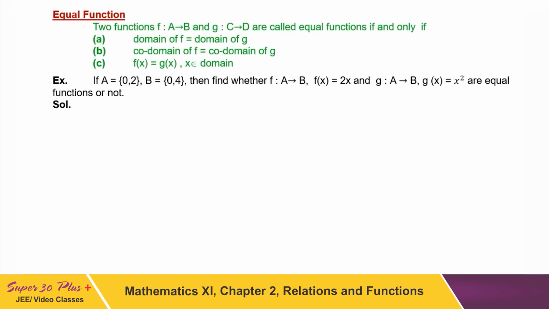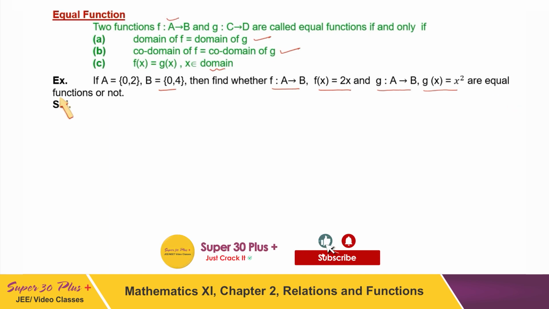Now let us see what an equal function is. Two functions f and g are called equal functions if and only if the domain of f is equal to the domain of g, the codomain of f is equal to the codomain of g, and f(x) equals g(x) for the common domain. Now let us see one example. Function f is given from A to B, f(x) equals 2x, and g is given from A to B, g(x) equals x square. You have to check whether the functions are equal or not.